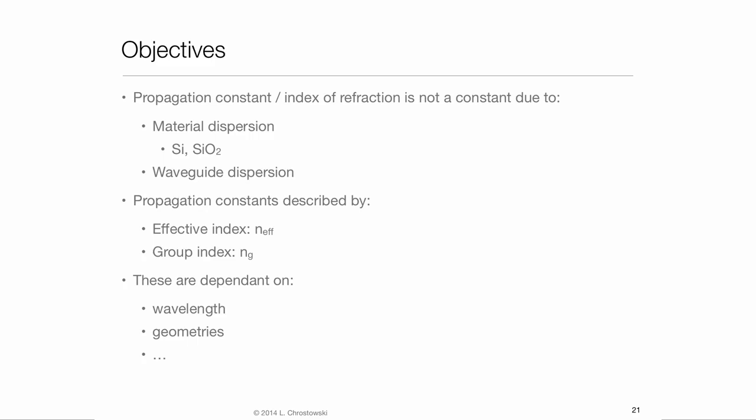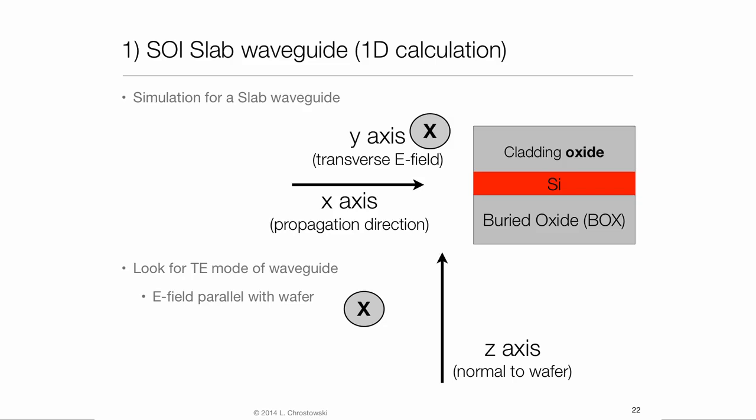As a designer, you have some ability to control the waveguide geometry, namely the width. This will impact the propagation constants. We begin our discussion by analyzing the SOI wafer. By itself, the wafer forms what is known as a slab waveguide.